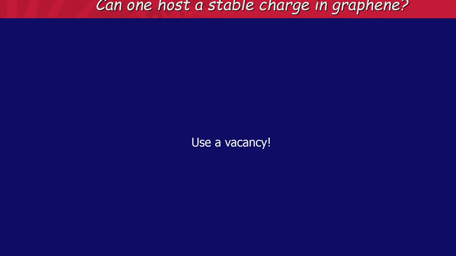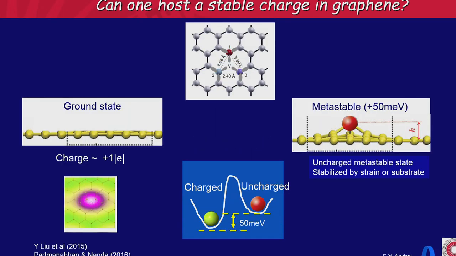Let's try to use a vacancy where we don't have to pile up charge. The vacancy is naturally charged. So can one host a stable charge in graphene? The answer is yes. Now the vacancy has two ground states and a metastable state. So the ground state has a charge of 1 where the graphene is flat. The metastable state is off by about 50 millivolts up here. You have the apical atom kind of sticking out. Now, when we prepare our vacancies, as you will see, we always prepare it in this state. So the vacancy is not charged. It has a spin, but it has no charge.